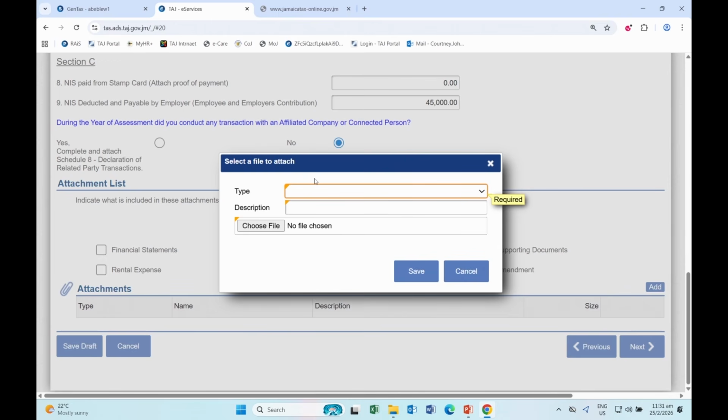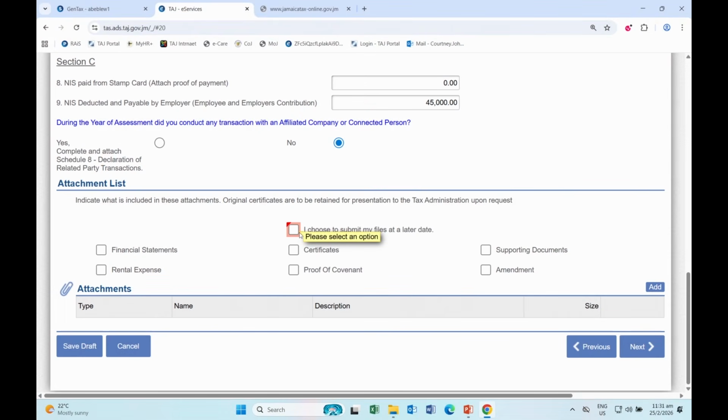So you can go ahead and make the attachments for whatever documents you have to support this return. And bear in mind, it is pivotal, and it would have been said earlier by my colleague, Mr. Johnson, that keeping records is very important. The records that you keep are what you will be required to upload at this point in this process, right? So you can upload multiple things, but it's one file at a time.